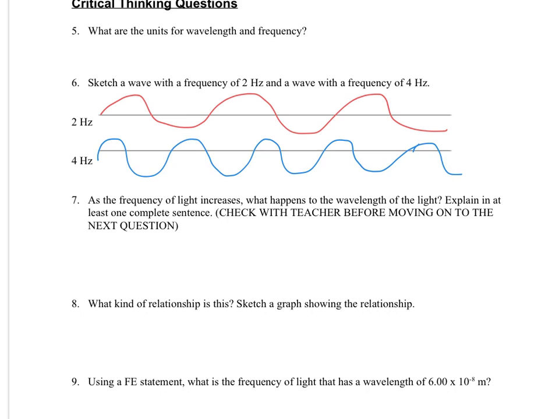Okay, so if the frequency goes up, and that's what's happening here, going from 2 to 4, what happens to the wavelength? Well, even if I don't measure anything, the distance from there to there versus the distance from here to here shows that as the frequency of light increases, the wavelength goes down. Okay, you need to put that in words. What kind of relationship is that?